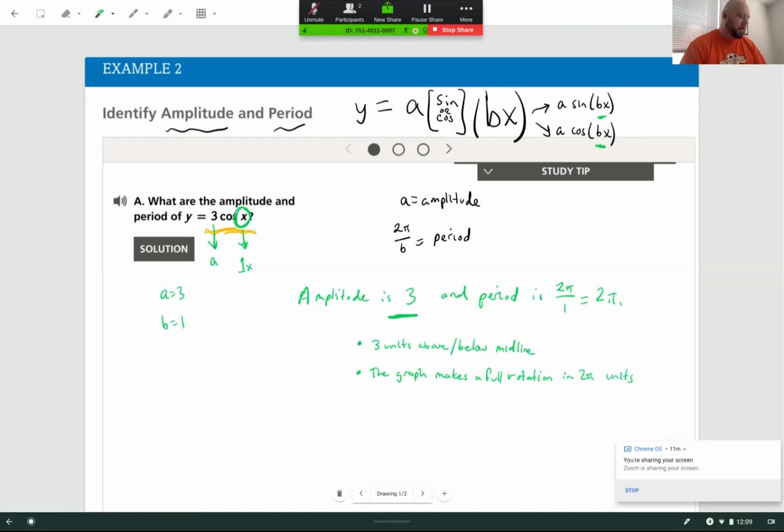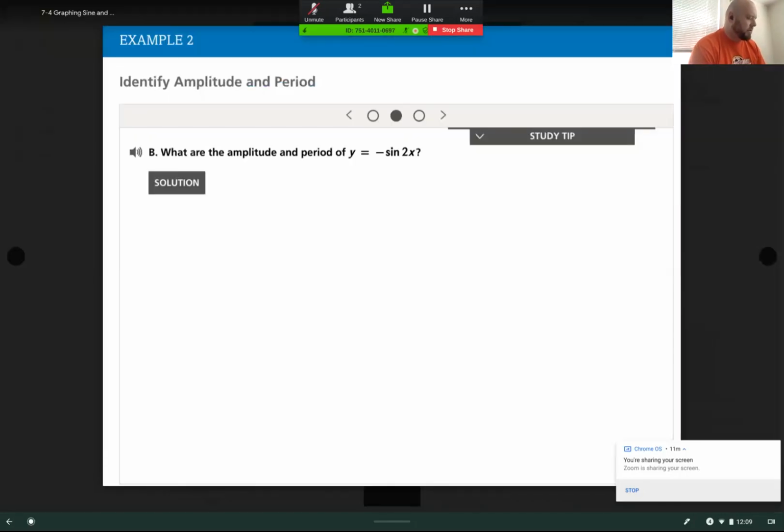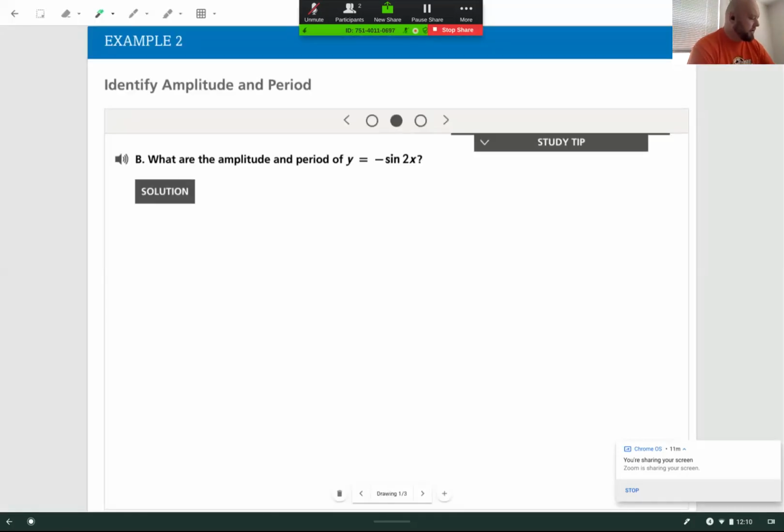So the other thing that it's helpful to remember is that amplitude is how high or low you're going. It's a y measurement. And the period is how long it takes you to do something, that it's an x measurement. Okay, so that's part A of example 2. Now let's check out part B of example 2. This time we are looking at the function y equals negative sine of 2x, right in here.